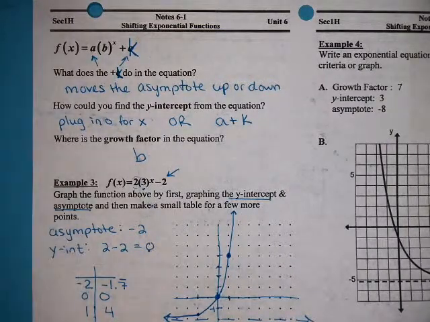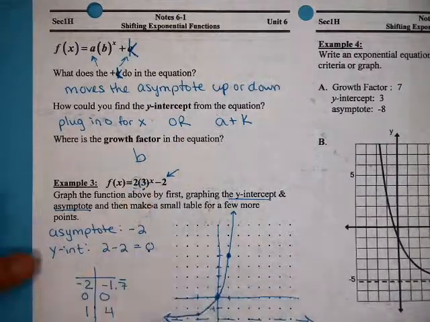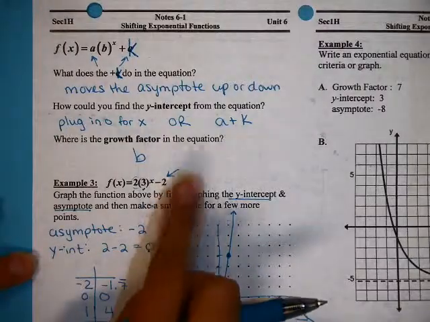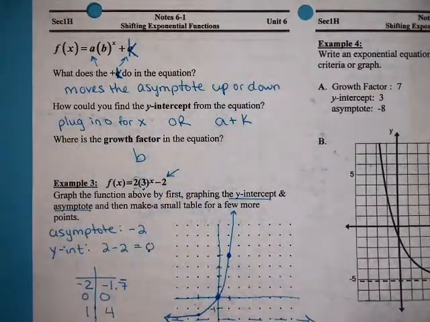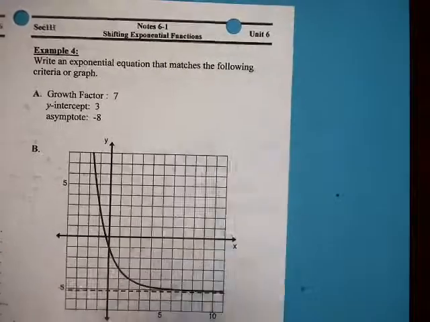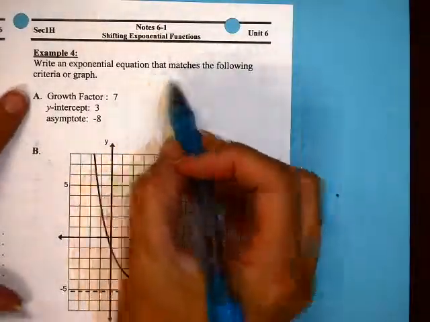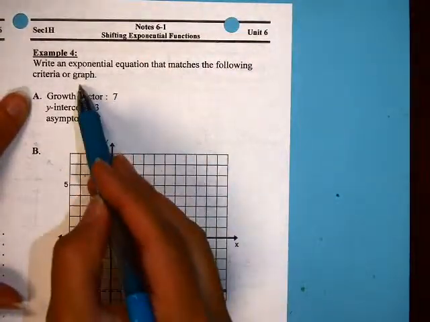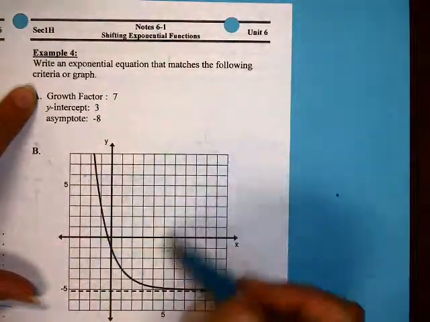There's our equation. So you're going to have 6 or so equations to graph on your homework. And then you're going to find the equation. You're going to go backwards. From the information that's given, you're going to try to come up with the equation. So that's our last example. Here we go. Write an exponential equation that matches this criteria or the graph.